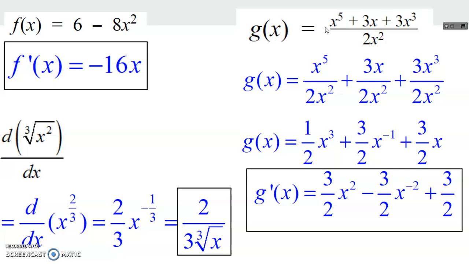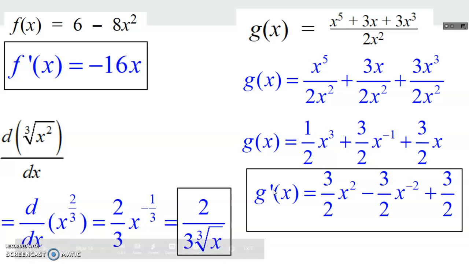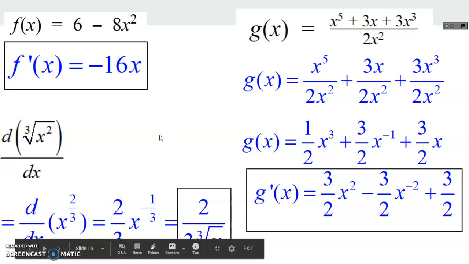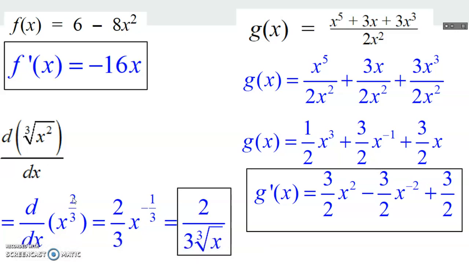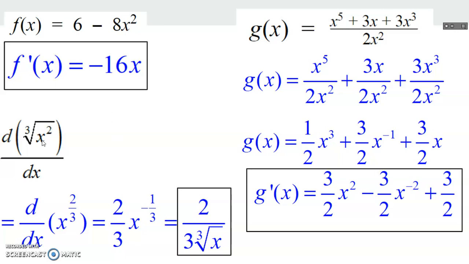For g, you'd want to break it up as 3 separate fractions, simplify each fraction, then take the derivative of each piece. Keep in mind that I have not taken the derivative until this very last step. So g, now it's g prime. The last one, rewrite it as an exponent instead of as a root. So instead of the cube root of x squared, we would say that's x to the 2/3 power.